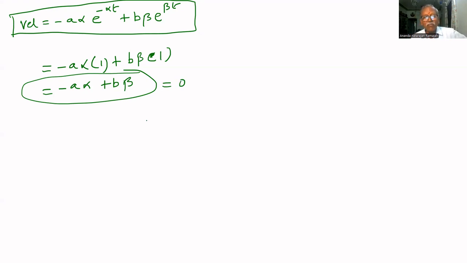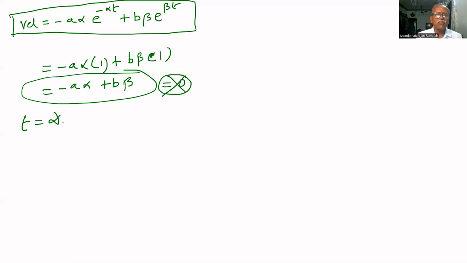If alpha, beta, a, b all are equal, you will get 0. Suppose a equal to 5, b equal to 5, alpha equal to 5, beta equal to 5, you will get 0. But anyhow, you are getting some value for velocity at t equal to 0. What is the value when t equal to infinity? As t goes on increasing, what happens to velocity, they are asking. That's why we substitute two values.